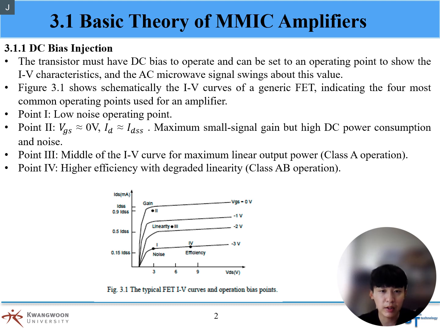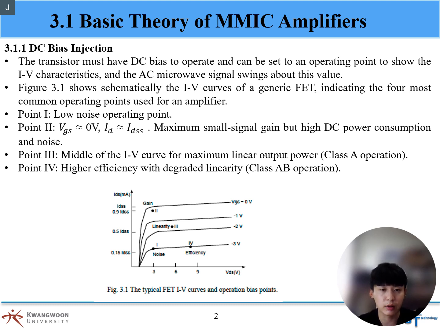The transistor must have DC bias to operate and can be set to an operating point to show the I-V characteristics, and the AC microwave signal swings above this value. Figure 3.1 shows schematically the I-V curves of a generic FET, indicating the four most common operating points used for an amplifier. Point 1 means low noise operating point.